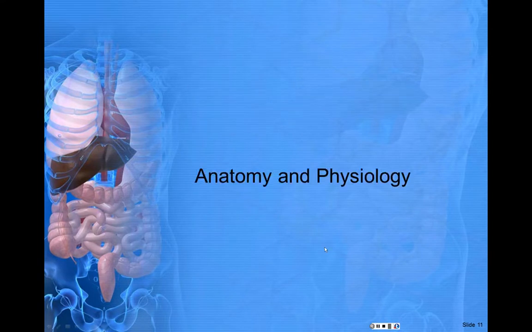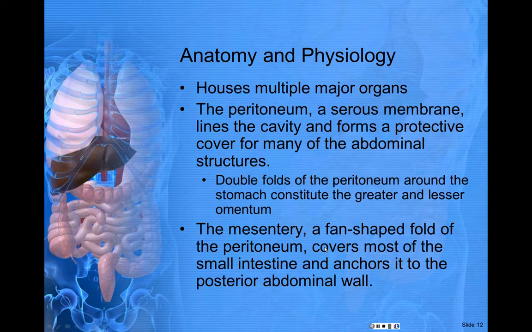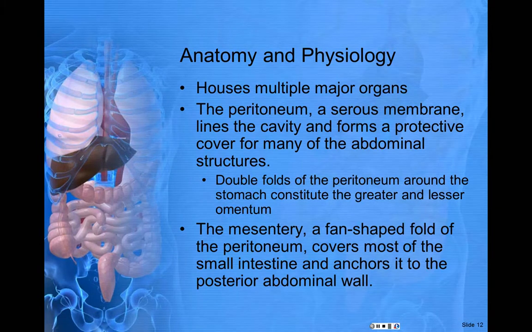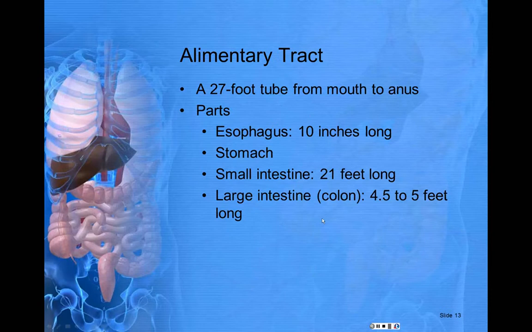Okay, this is just a little review, anatomy and physiology. The abdomen houses multiple major organs. The peritoneum, which is a serous membrane, lines the cavity and forms a protective cover for many of these structures. The mesentery, which is a fan-shaped fold of the peritoneum, covers most of the small intestine and anchors it to the posterior abdomen wall. So these are things to keep in mind as we are examining the abdomen, kind of looking at the whole anatomy of the abdomen.